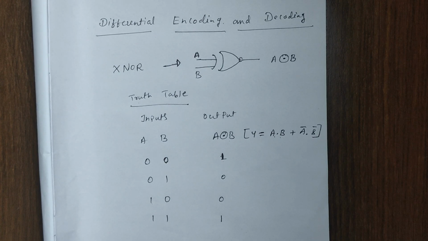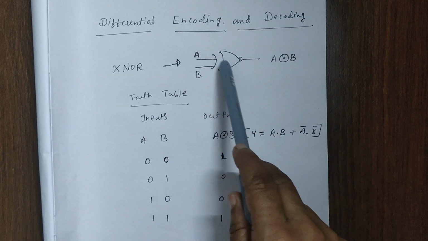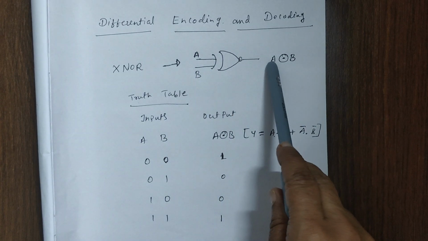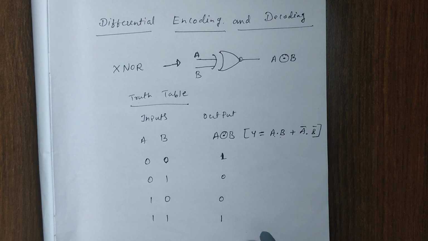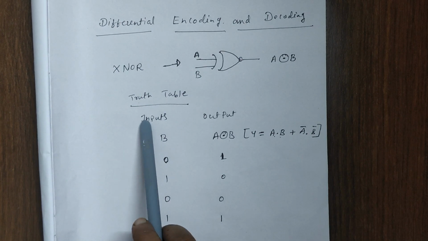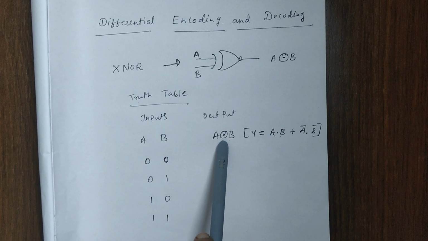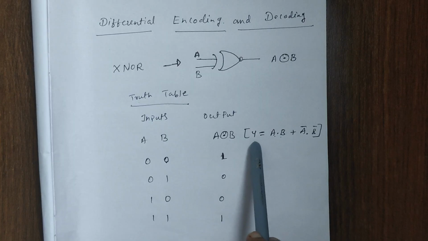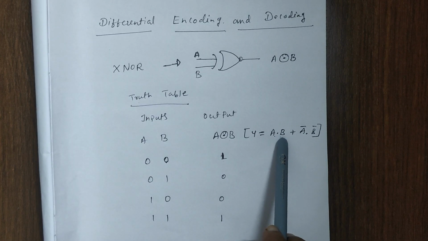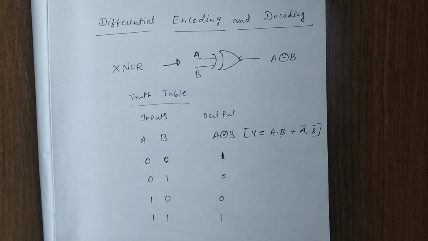Exclusive NOR it is. For a two input XNOR gate, this is the symbol. A and B are the inputs and A XNOR B is the output. Let us see the truth table for the XNOR operation. Input A and B, output A XNOR B. A XNOR B, what is the equation? A into B plus A complement dot B complement.